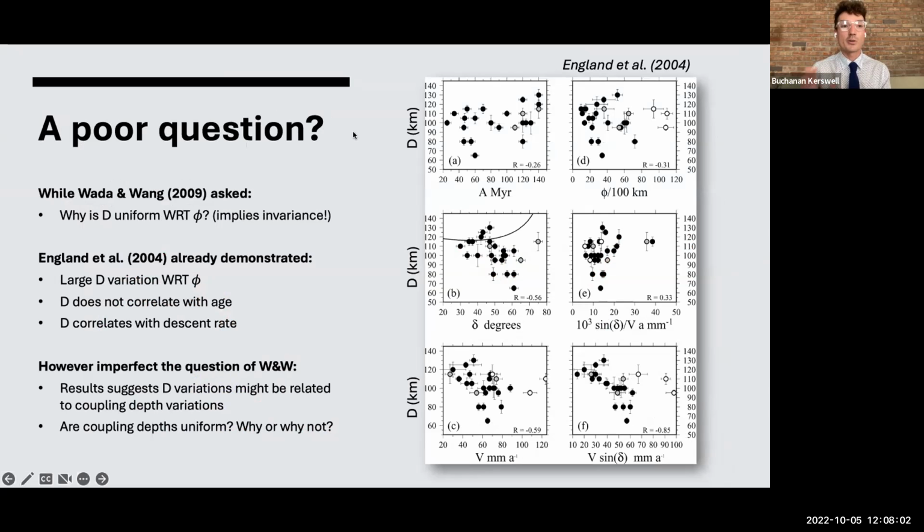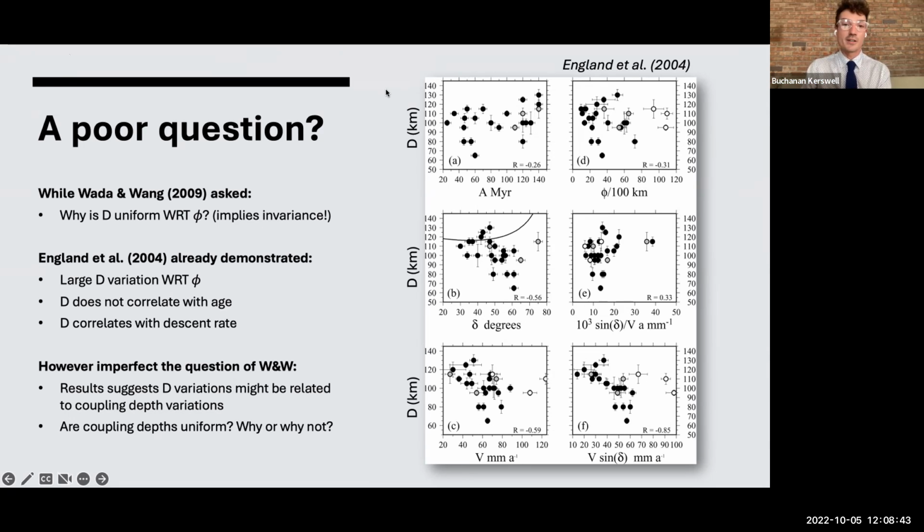However, this whole notion that there is a feature of subduction zones that is uniform or invariant from segment to segment, I think comes out of a perhaps poorly worded question. While Watt and Wong in 2009 asked, why is D uniform with respect to phi? The question itself sort of implies an invariance of D with respect to any subduction parameter at all.